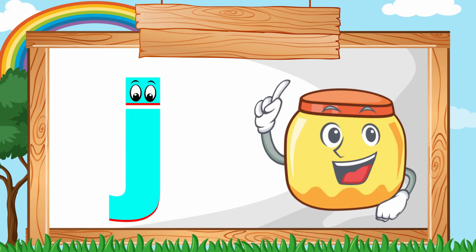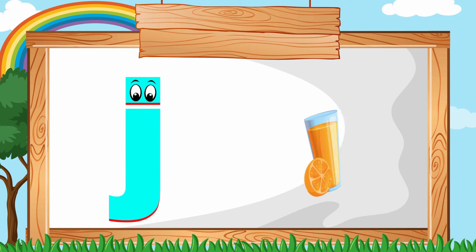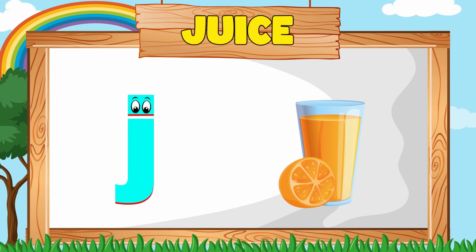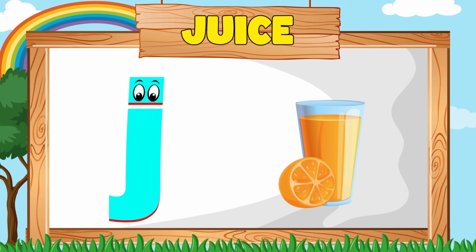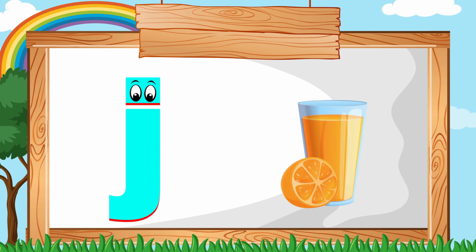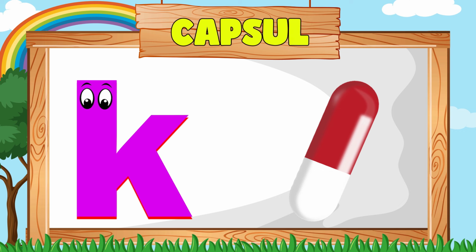J is for jar, j, j, jar. J is for juice, j, j, juice. K is for kettle, k, k, kettle.